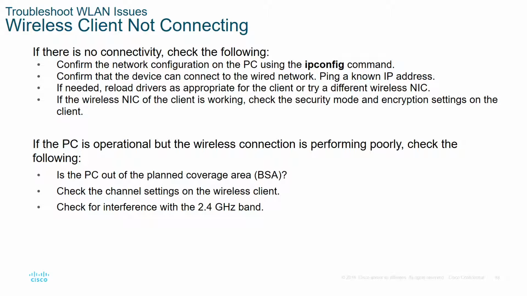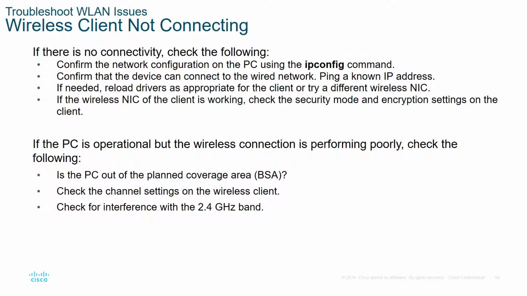Wireless client not connecting. If there is no connectivity, check the following. Confirm the network configuration on the PC using the ipconfig command. Confirm that the device can connect to the wired network. Ping a known IP address. If needed, reload drivers as appropriate for the client, or try a different wireless network interface card. If the wireless network interface card of the client is working, check the security mode and encryption settings on the client.